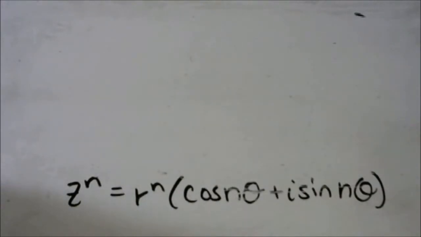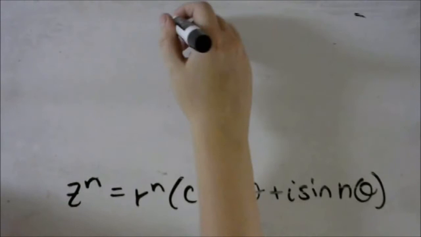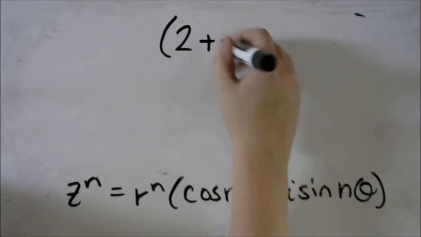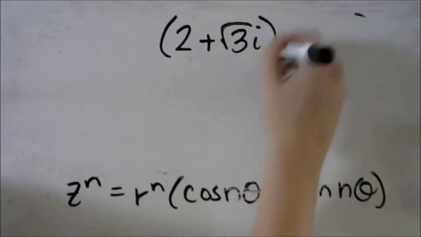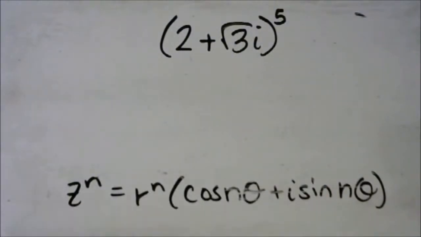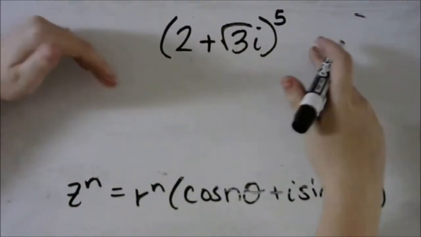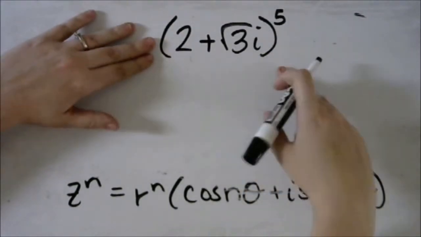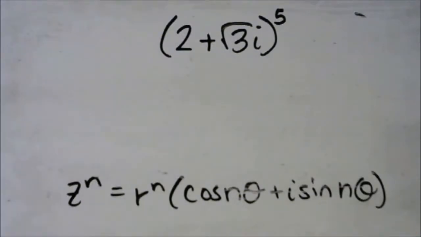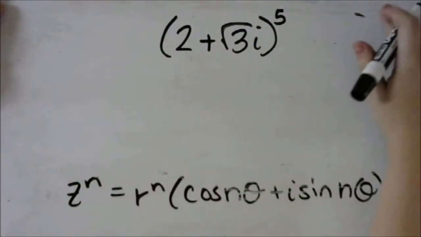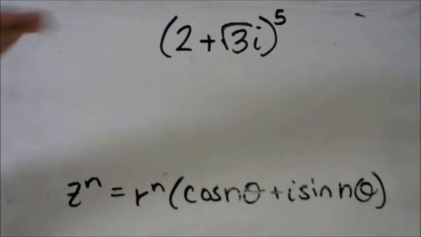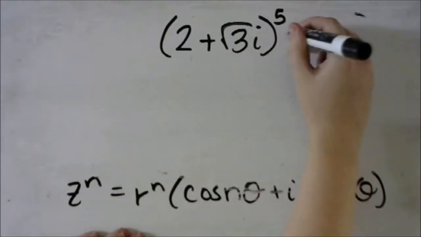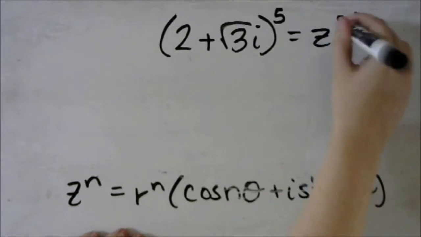Let's say that you've been given the task of taking 2 plus the square root of 3 i to the 5th power. Now, you can use binomial expansion theorems that you may have learned in another class, or you can multiply 2 plus rad 3 i 5 times, or what we're being asked to do in Objective 9 is use the trigonometric form and de Moivre's theorem to find this power. This would be z to the 5th power.